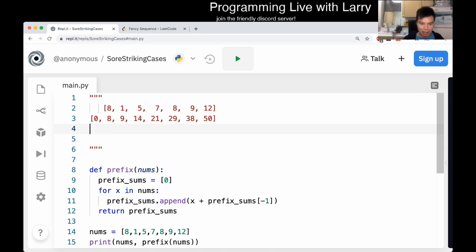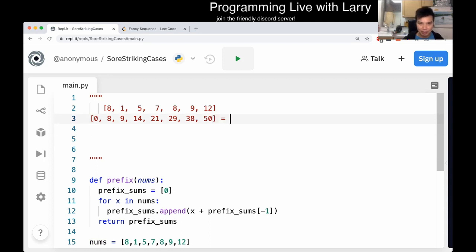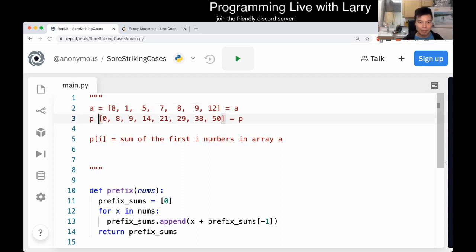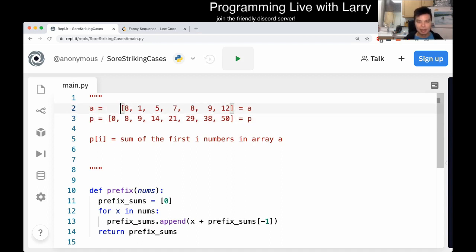So let's just say this is p. P of i is equal to the sum of the first i numbers in array A, where this is A, right? So basically you have that. Okay, so that's the very basic query. You should be able to look it up. And how do you use this?